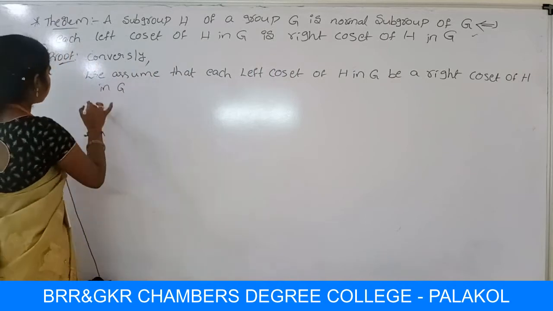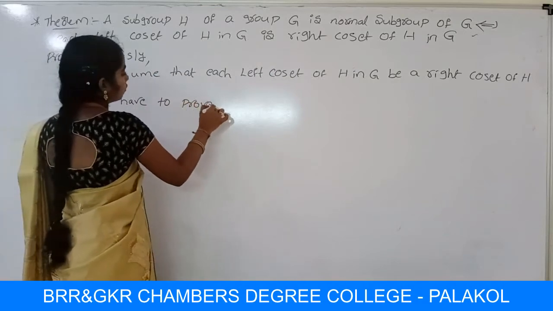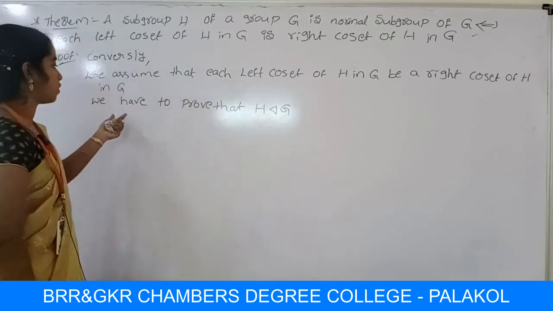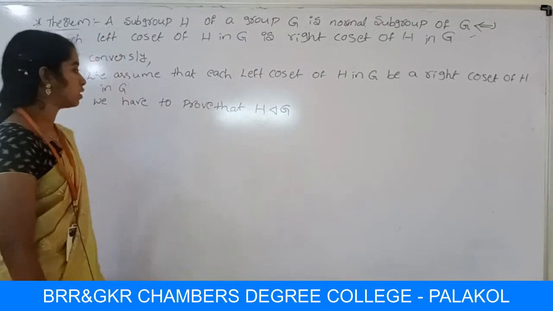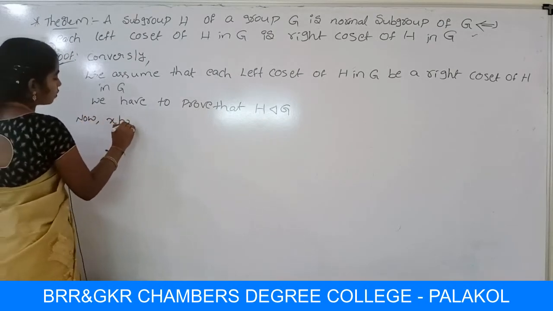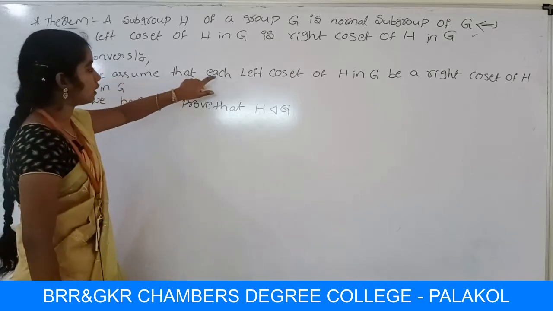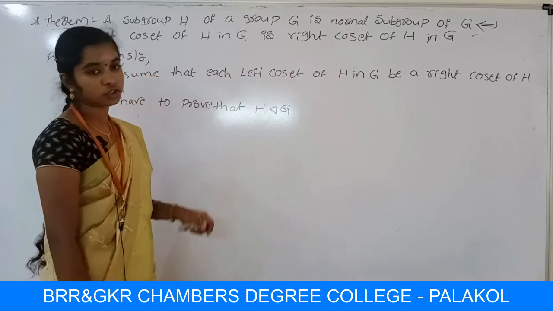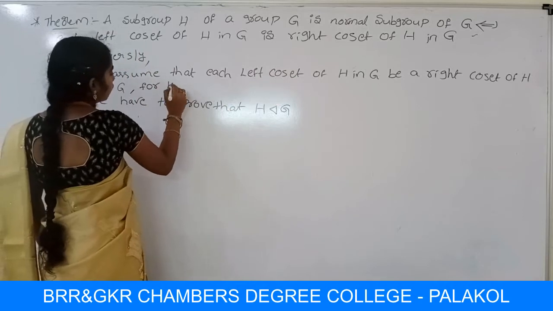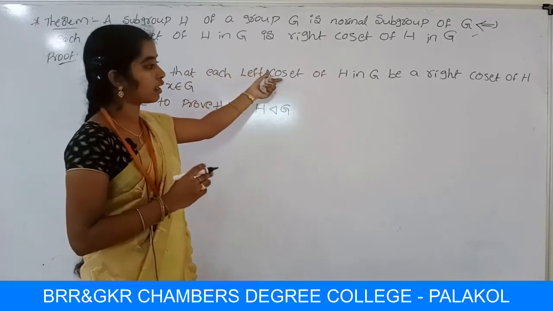So we have to prove that H is a normal subgroup of Z. So that means, now consider XHX inverse. First of all, we assume that each left coset of H in Z is a right coset of H in Z. So that means it can be written as, for X belongs to Z.